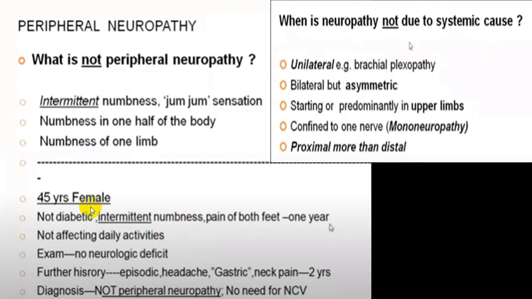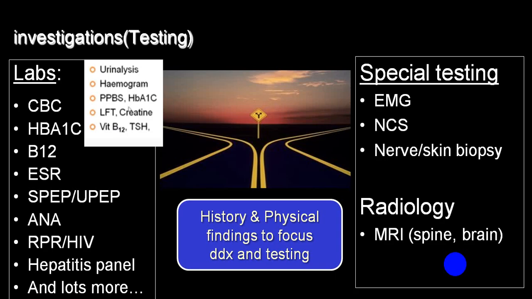This is one example: a 45-year female, non-diabetic, intermittent numbness and pain of both feet of 1 year duration, not affecting daily activities. On examination, no neurological deficit. Further history: episodic headache, gastric complaint, neck pain since the last 2 years. Diagnosis: it is not peripheral neuropathy. No need to do nerve conduction studies. No need for gabapentin or B complex, and does not even require amitriptyline. So do keep it in mind. Good history, good examination, proper diagnosis will help you.